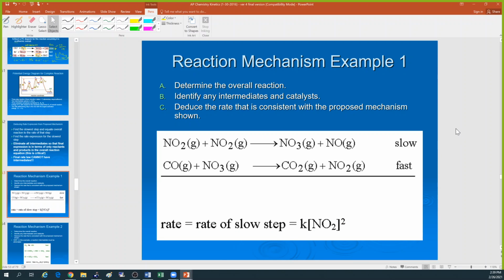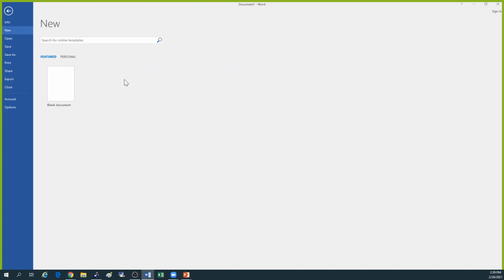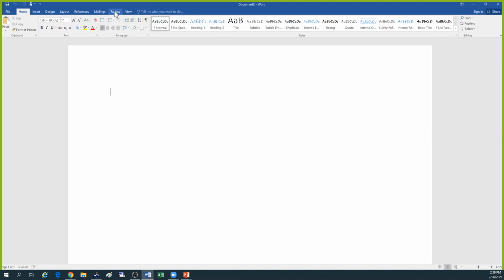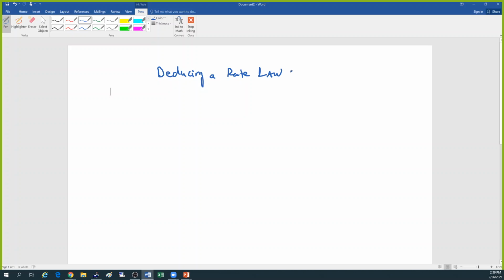So what we're now going to look at is, let me write this in your notes because it doesn't really have a title for this. We're going to use, or say deduce, a rate law from a mechanism.